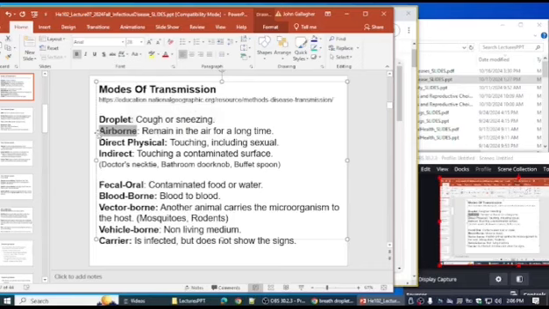Any gentle movement of air will keep it suspended and fight gravity. That's the difference. Which one is COVID? COVID is droplet transmission, not airborne, because COVID needs a moist environment to survive.